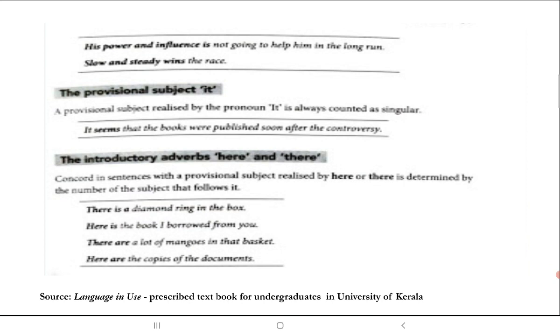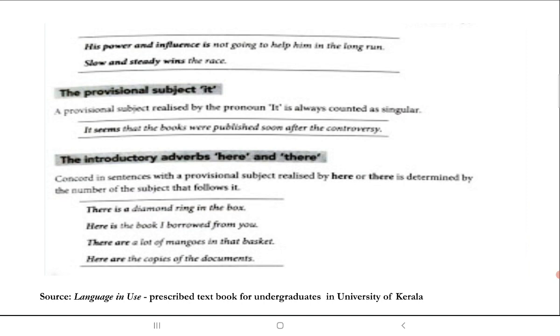Multiple subjects, there are pair words. They are considered as pair words which are treated as singular. His power and influence is not going to help him in the long run. Slow and steady wins the race. Slow and steady is considered as a pair word, and it is considered as singular. Slow and steady wins the race.